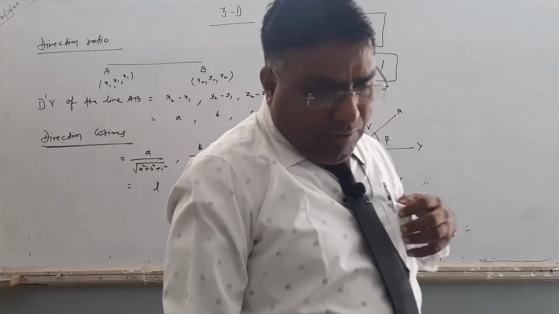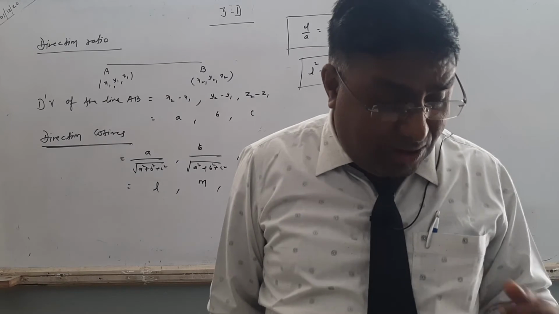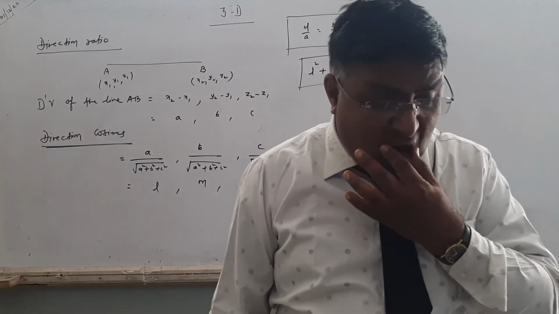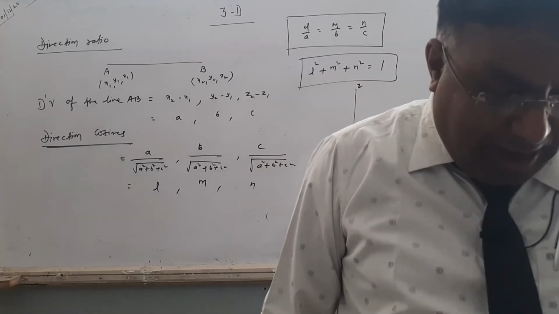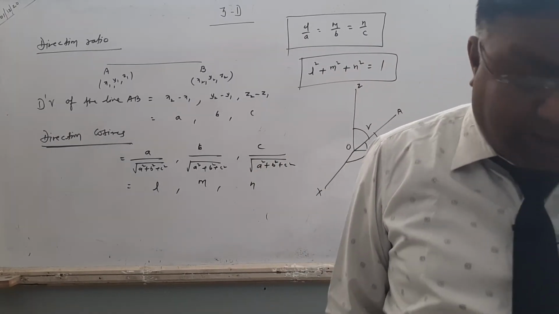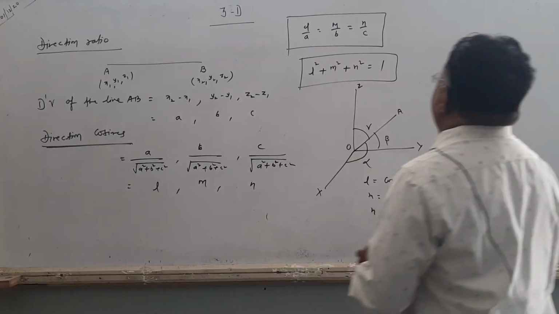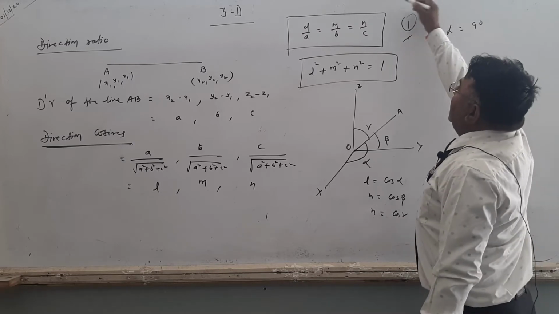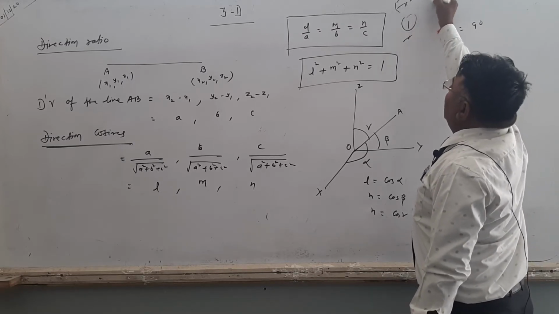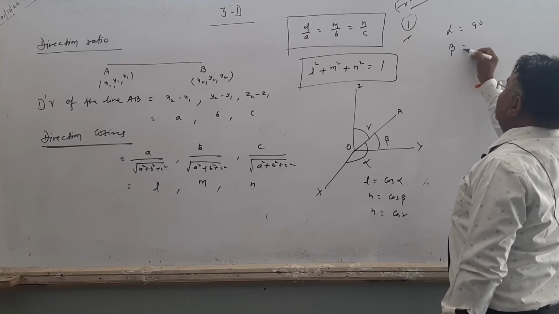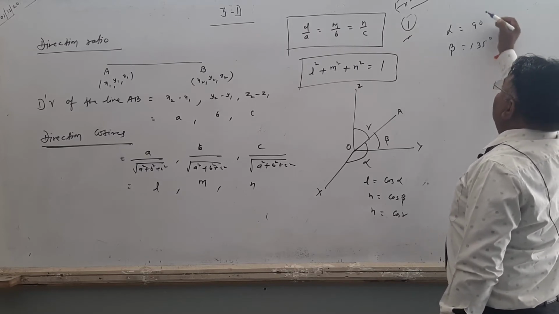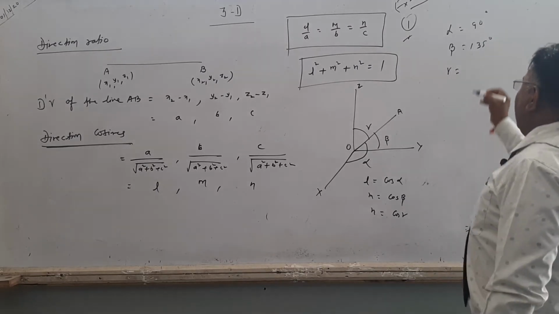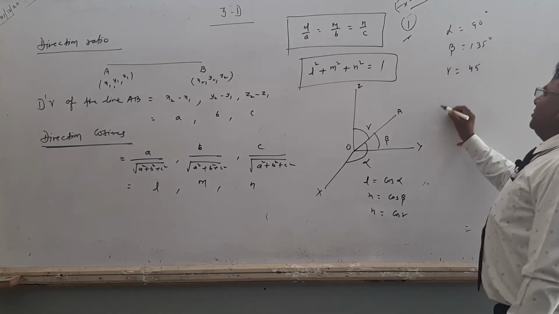Now exercise 11.1, first question: if a line makes angles 90 degrees, 135 degrees and 45 degrees with the x, y, z axes respectively, find its direction cosines. That means alpha, beta, gamma angles are given. Question number first, exercise 11.1. Alpha is given 90 degrees, beta is given 135 degrees and gamma is given 45 degrees, and find the direction cosines. So this is very simple.